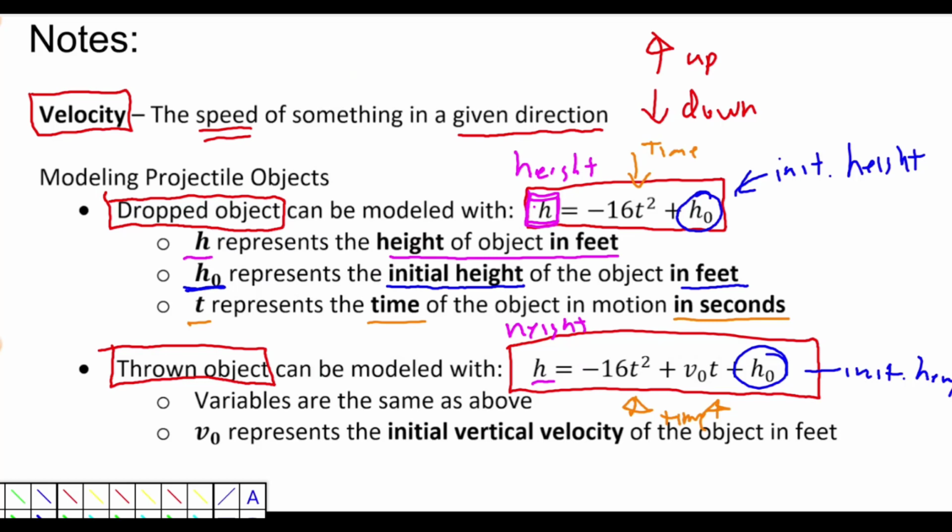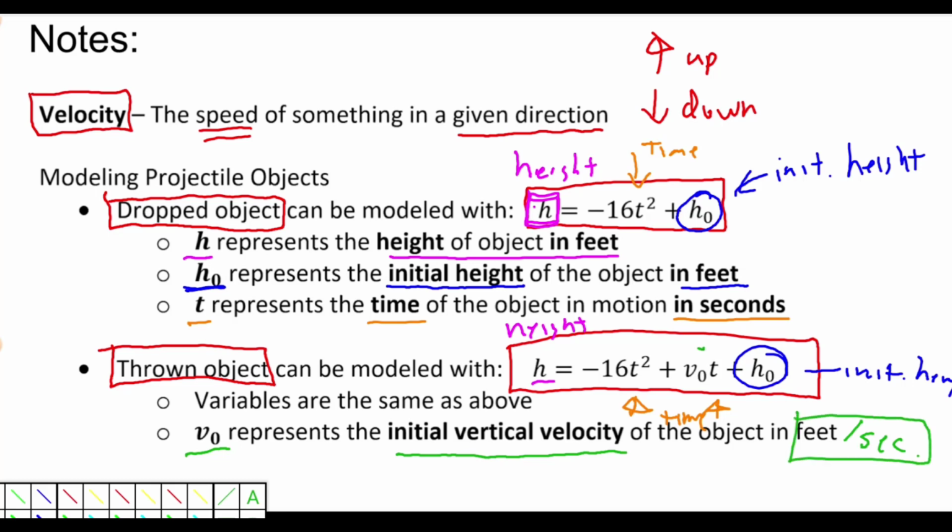Perfect. Okay, and so the only thing different now, we have one more thing. We have v sub 0 represents the initial velocity. So initial velocity. So now we're talking, and it's in, I have a little typo here. It's in feet per second. Okay, so make sure you have this in there, feet per second.